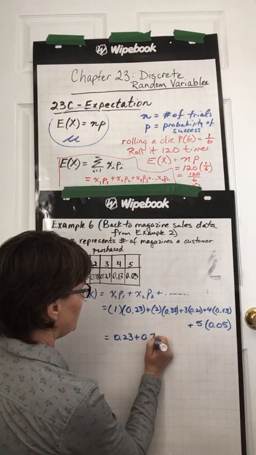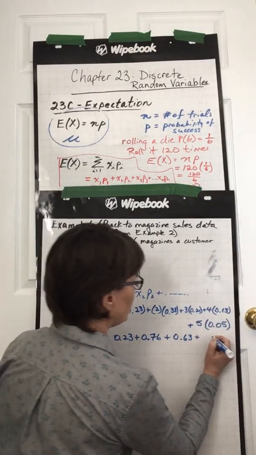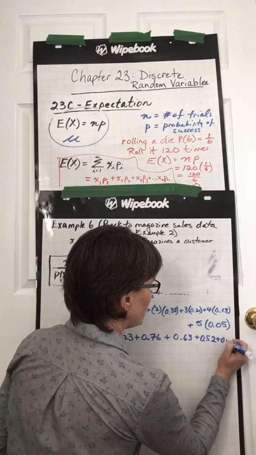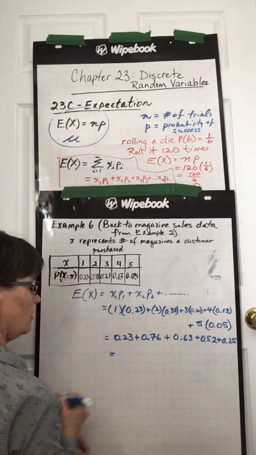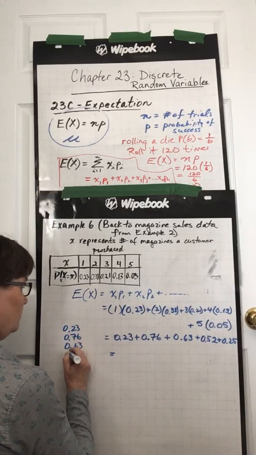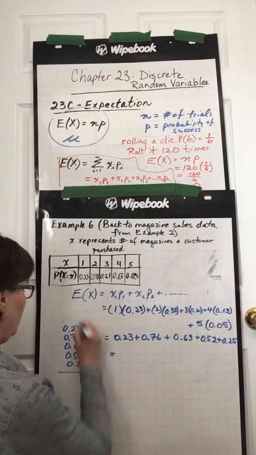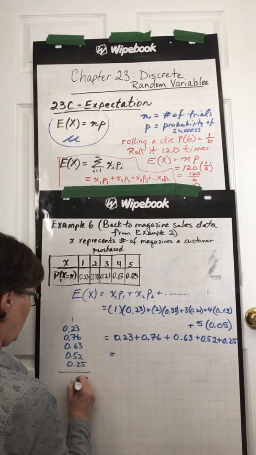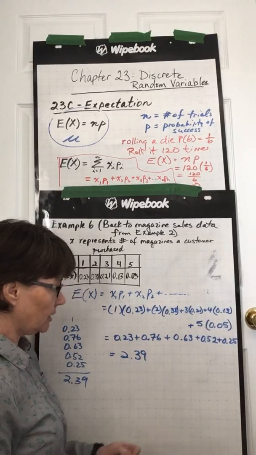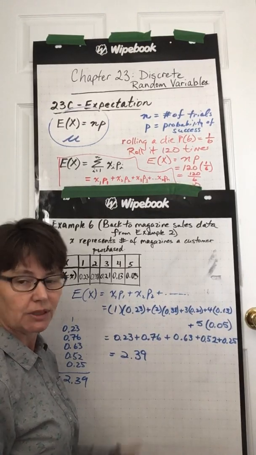So 2 times that would be 0.76. 3 times this, 0.63. 4 times that, 0.52. And 5 times that, 0.25. Add all those up, 2.39. Which means on average, the expected number of magazines that a customer buys is 2.39, so 2 magazines.